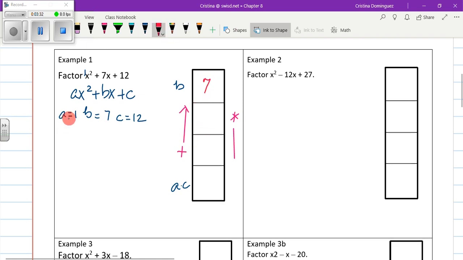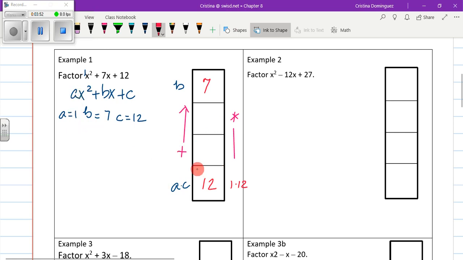So when I put this in here, we're going to put the 7 on top, and we're going to put 1 times 12 in the bottom. So that's 1 times 12. For today, all of our values for a are going to be 1. When we get into our next lesson, I'll show you what it looks like when we have something other than 1 for a.